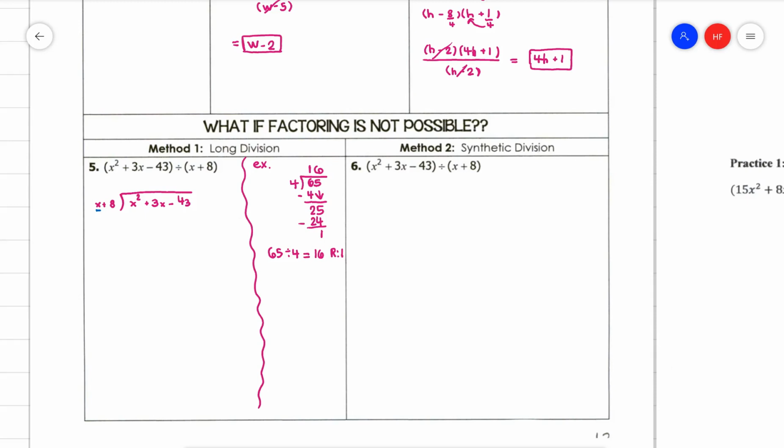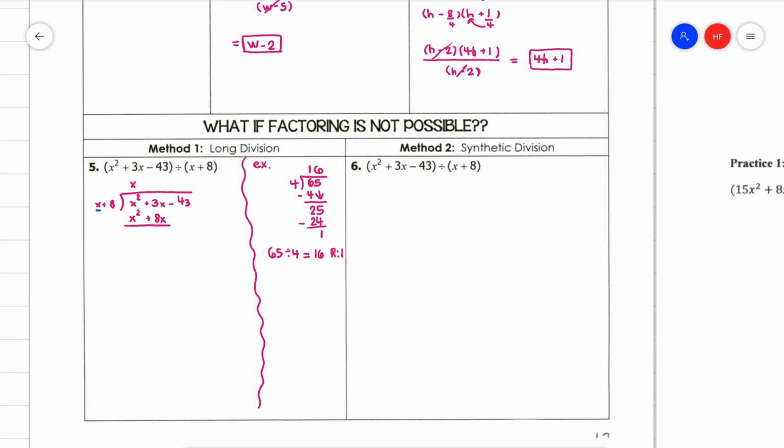So how many times can x go into x squared? We know that we would have to multiply by an x to get there. So x times x gives me x squared. And then x times 8. So make sure that we are multiplying by both parts, which would be 8x.